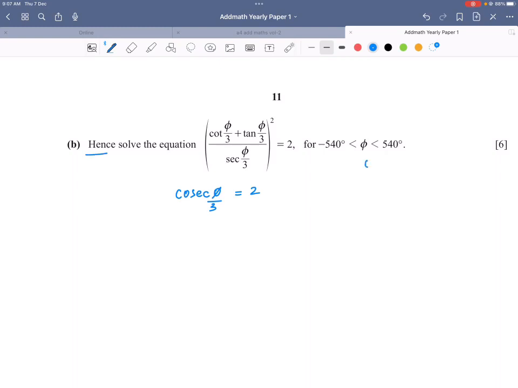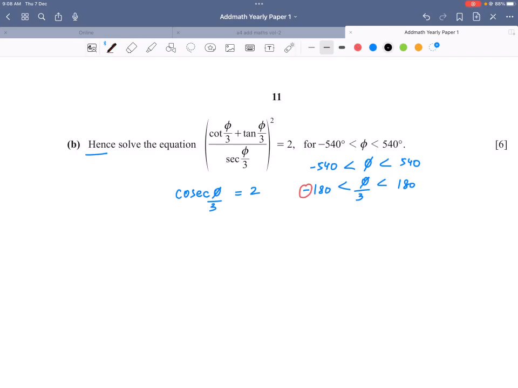Now if you observe the interval here, it's from minus 540 till 540. But we have psi over 3, so we need to divide both the values by 3. So 540 divided by 3 gives you the value of 180. So it's minus 180 till plus 180, right? But in this question we have both the intervals, minus and plus as well.